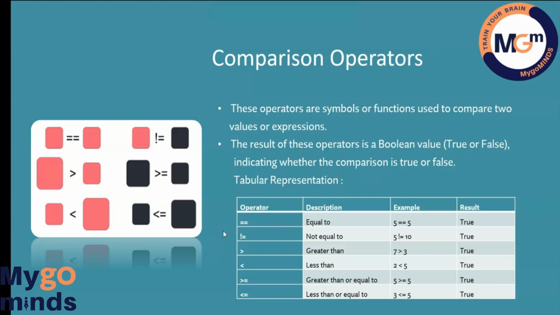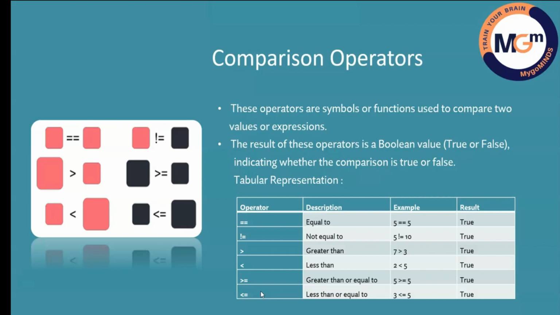Now, we also have comparison operators in Python, where we compare two values. To compare, we have a few operators such as equal to, not equal to, greater than, less than, greater than or equal to, and less than or equal to. Whenever you compare two things, the result in Python is always true or false.